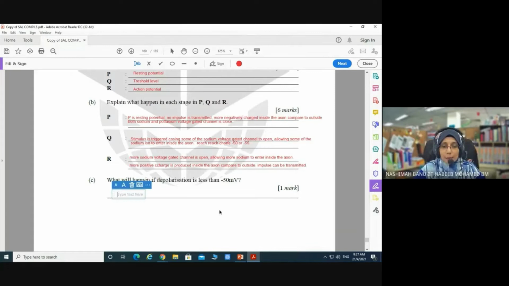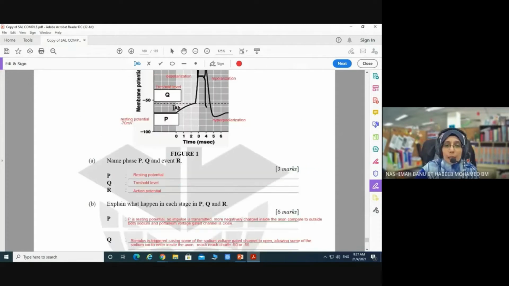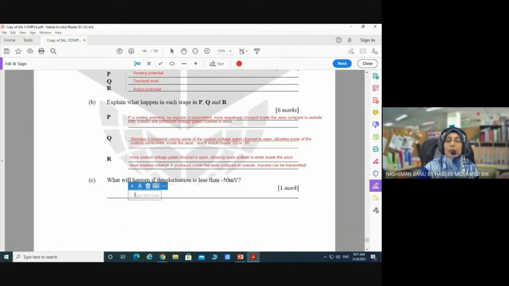Alright, so what will happen if the depolarization is less than negative 15? If less, it means the stimulus is not strong enough to open the sodium voltage-gated channels, so they are not allowing a lot of Na to enter. So the charge will be less, and they will go back to resting potential. Okay, so they are like sulking. So no impulse will be transmitted. Alright, so done. This is referred to as the all or none event.